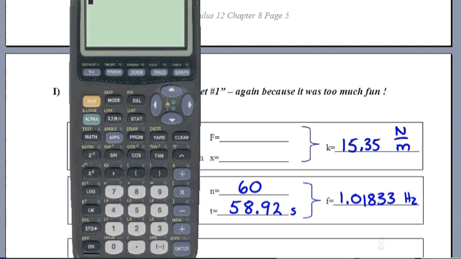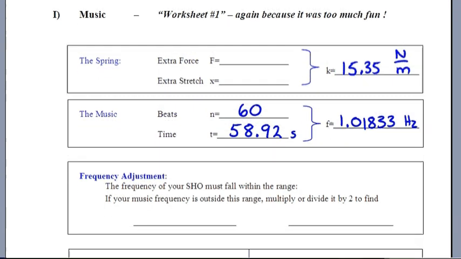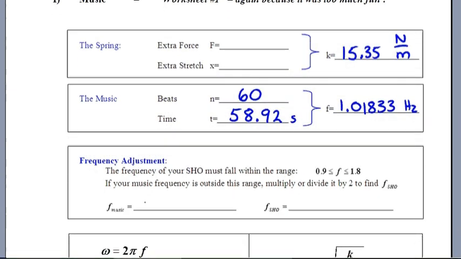And now I'm going to see if I can get this mass to do its bouncing. So frequency adjustment, I don't think there's a problem here. My music was 1.01833. That's within the range, so things are good. I don't have to cut it in half. If I was, I'd just write the new number here, cut in half. But this should work fine. Okay, I'm going to go for that as my target frequency.